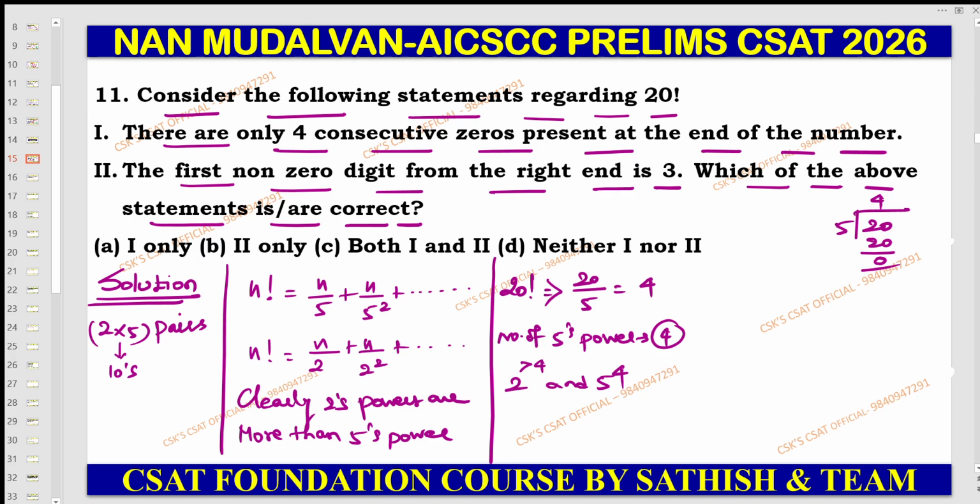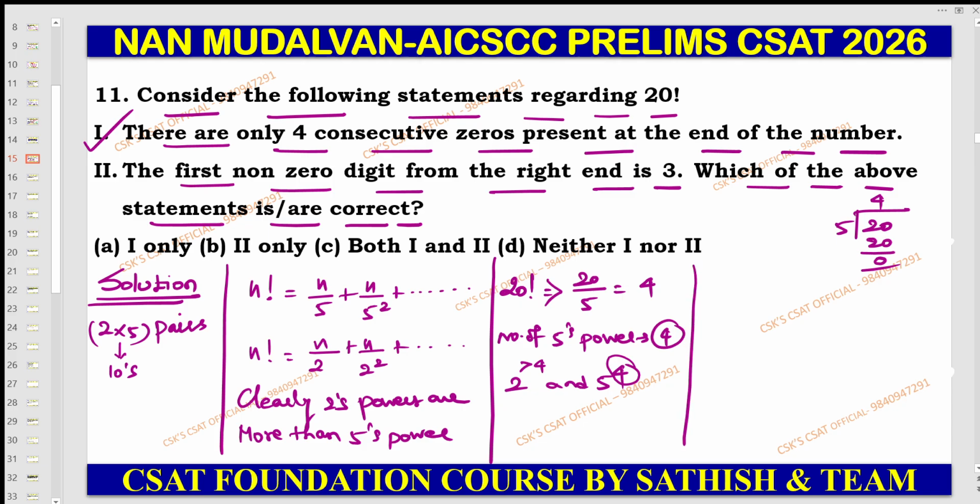Then we can only make the minimum number of pairs. Which is the minimum here? 4 is the minimum. So we can make 4 such pairs of 2 into 5, which means we can make only 4 tens. If you make such tens, that many zeros will be present at the end of that expression. Therefore 4 zeros will be there at the end of 20 factorial. So 4 trailing zeros will be there. Yes, correct. This is right.